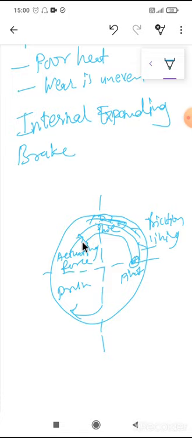A friction lining is fixed on the shoe, and the complete assembly of shoe, lining and pivot is placed inside the brake drum. Internal shoe brakes with two symmetrical shoes are used on all automobile vehicles, and the actuating force is usually provided by means of a hydraulic cylinder or cam mechanism.